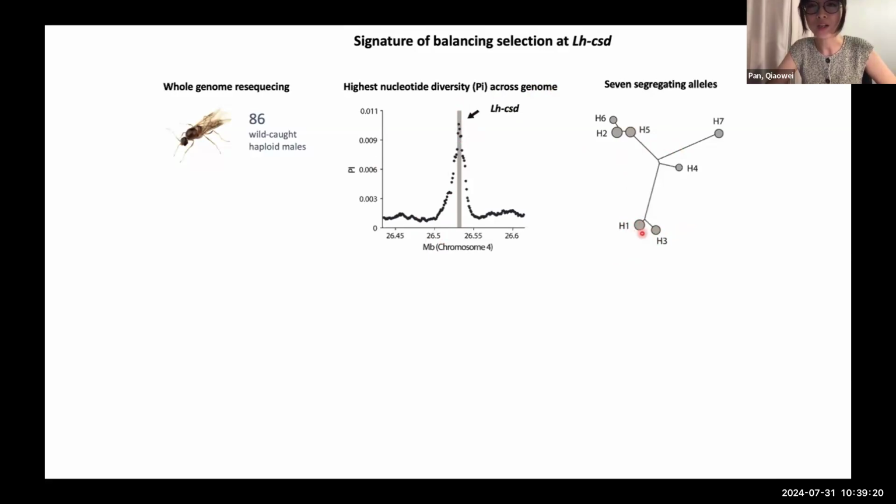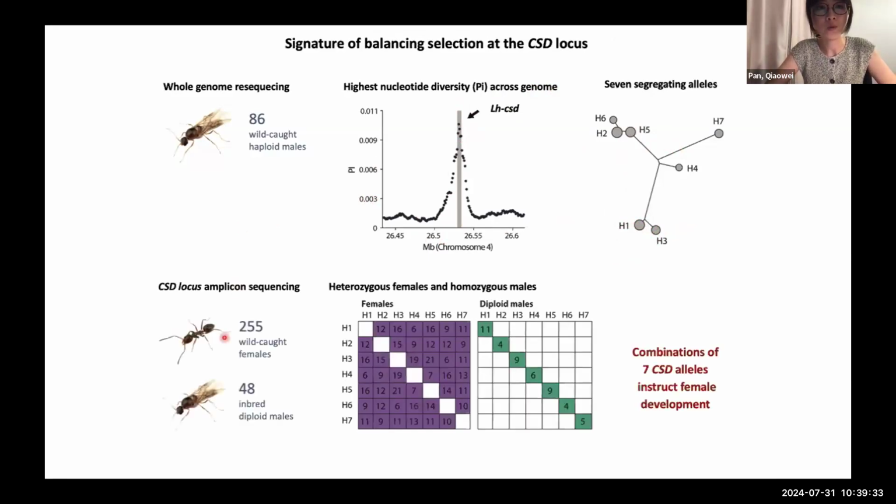The size of the circle here corresponds to the number of individuals carrying this allele in the sequenced individuals. Then to understand whether all these 7 alleles are responsible for sex determination, we sequenced more females from the field, and we did some more inbreeding crosses. And here I'm showing the results.